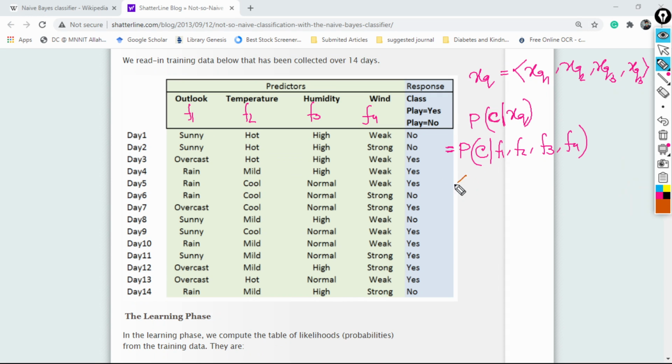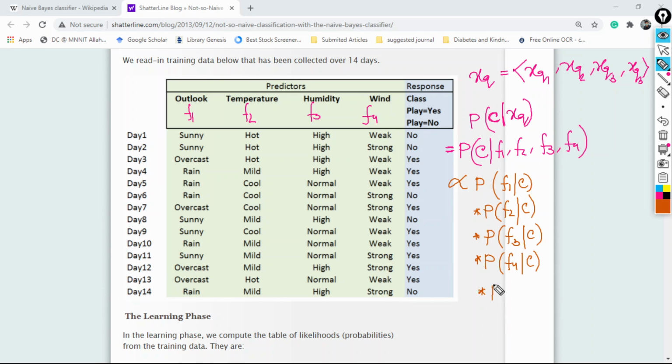So what is the naive Bayes theorem telling? Naive Bayes simply tells that the probability is proportional to what? Our conditional probability of f1 given c, and p of f2 given c, p of f3 given c, p of f4 given c.